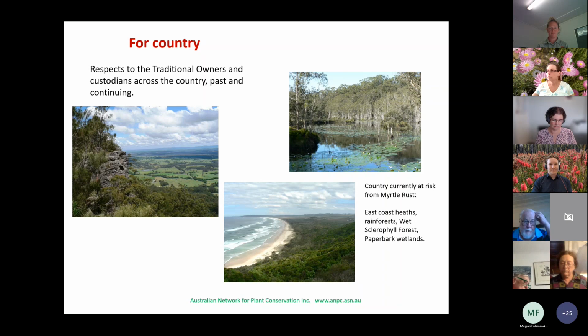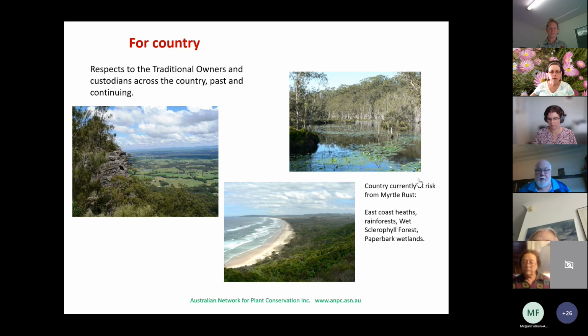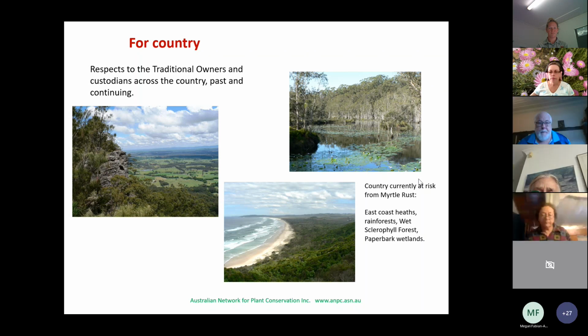My respects to the traditional owners and custodians of the various countries on which we're meeting today. I'm coming to you from Darramurrigal land in northern Sydney, and myrtle rust, more than many other conservation issues in some ways, is really making us think about what it means to be participants in custodianship of our natural heritage.